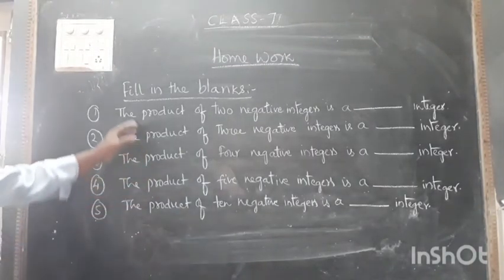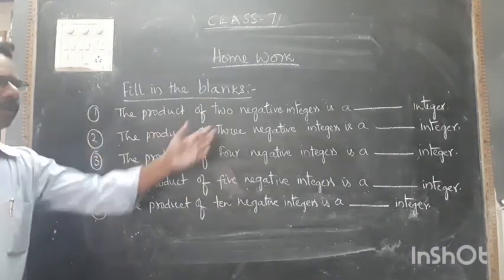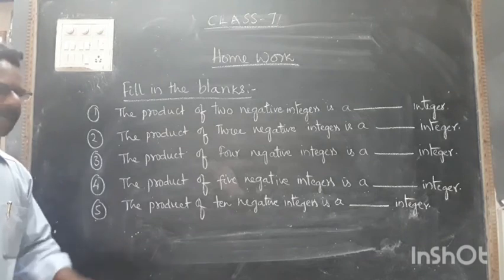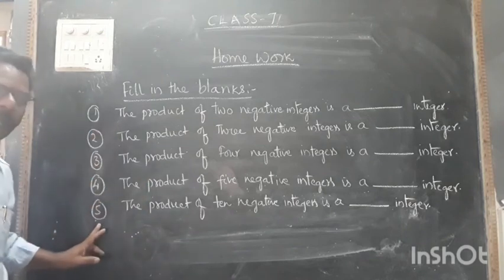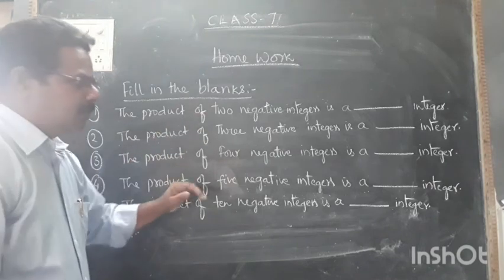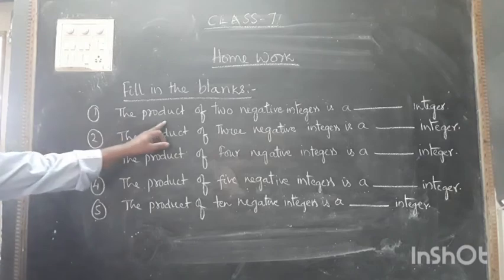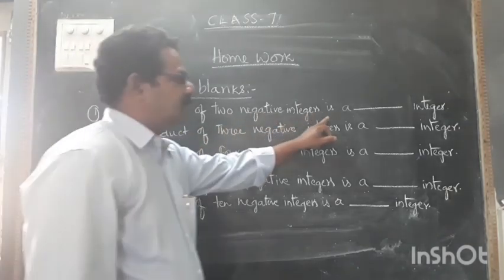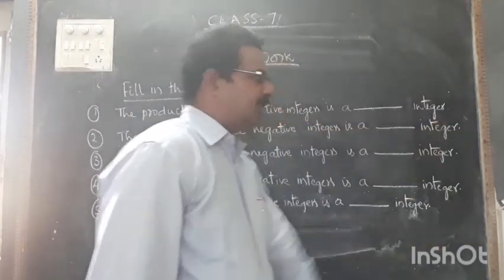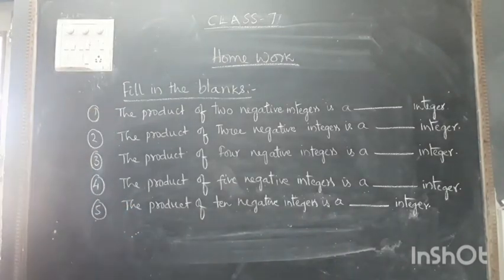Now children, the fourth one is fill in the blanks. Just read the blank and write the answer. Okay. First of all, you have to copy all these 5 blanks in the notebook, in the homework book and write the answers. What are the questions I have given you? The product of two negative integers is a dash integer. It may be positive or negative, that you have to check and write.